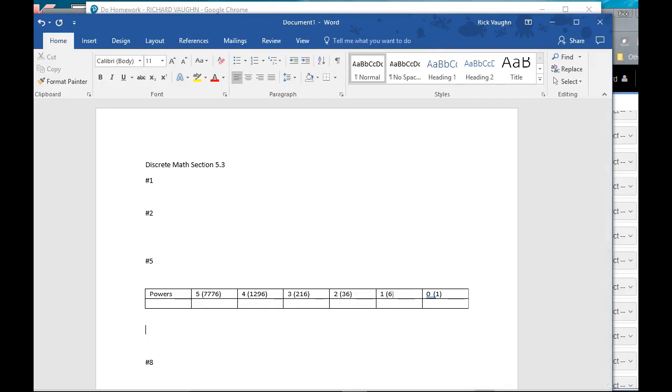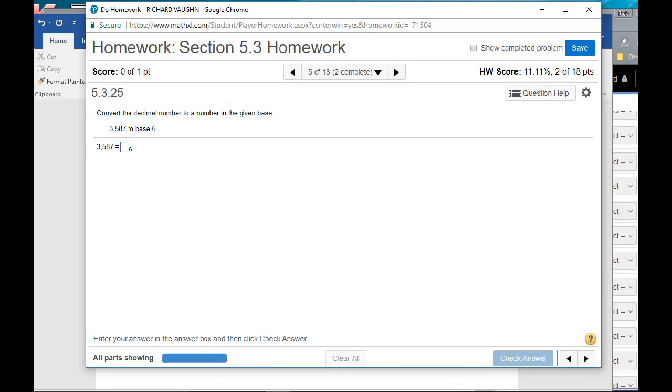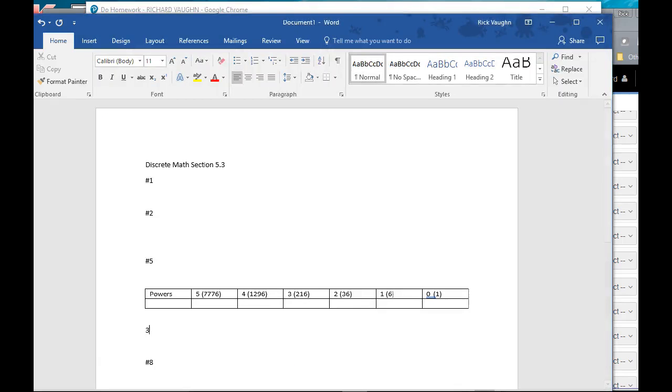So I have this number 3587, and I want to fill up the biggest powers first. So this 6 to the 5th power, this is too big. 7776 is bigger than the number that I have, 3587. So I can't put any 6 to the 5ths in there. But 1296 is smaller than 3587.